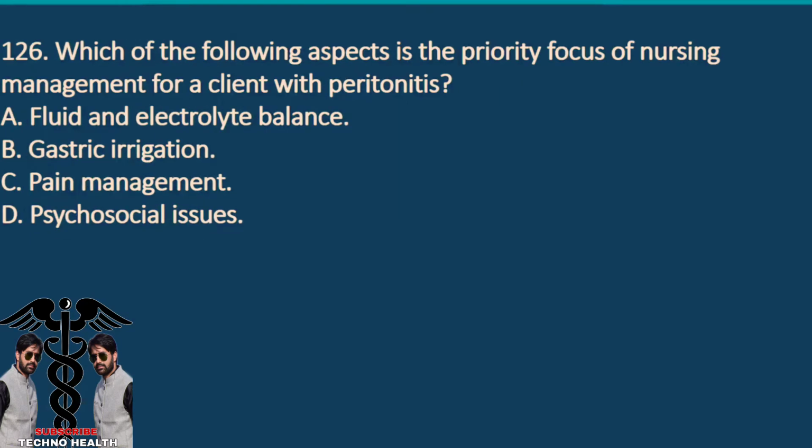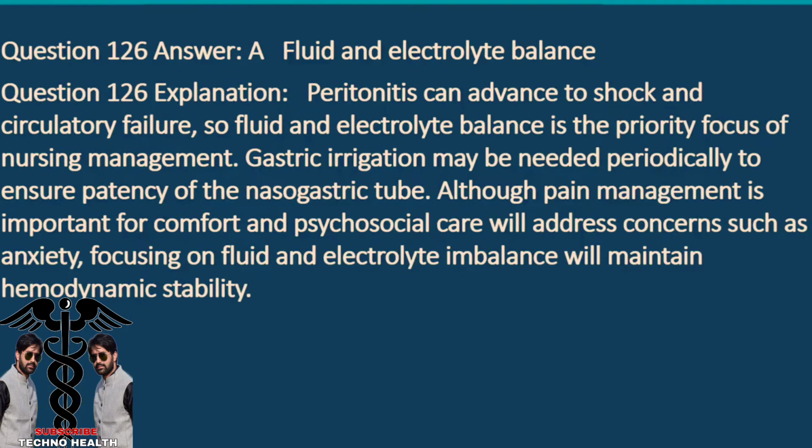Question 126. Which of the following aspects is the priority focus of nursing management for a client with peritonitis? A. Fluid and electrolyte balance. B. Gastric irrigation. C. Pain management. D. Psychosocial issues. Question 126. Answer: A. Fluid and electrolyte balance.